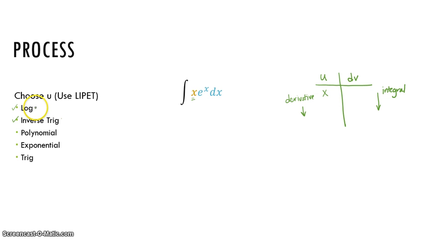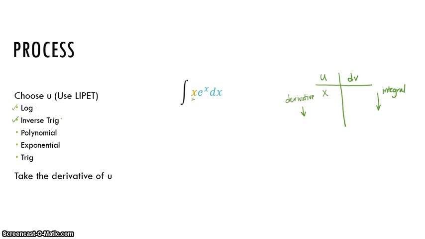We don't know how to take an integral of a log function. We don't know how to take an integral of an inverse trig function. So we hope that those functions are not part of dV because we don't know how to take that integral. So LIATE is in order so that this side of the table simplifies when you take derivatives. You'll get better at choosing your U's as you go along.